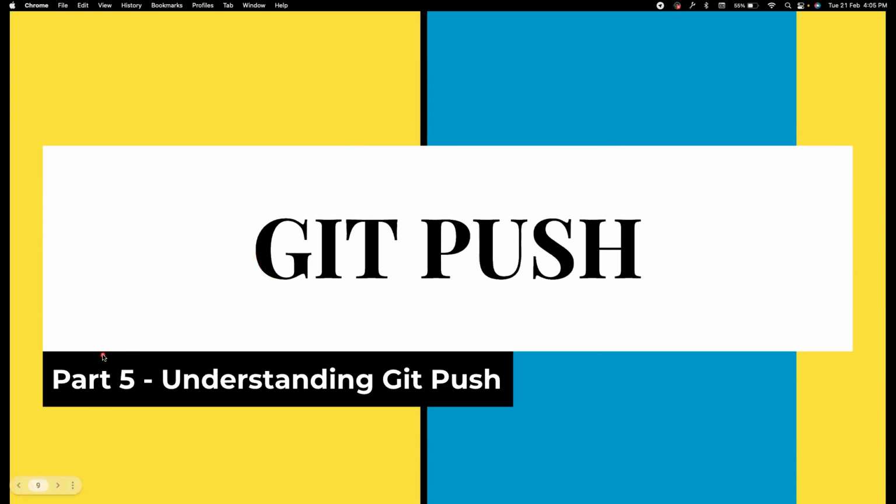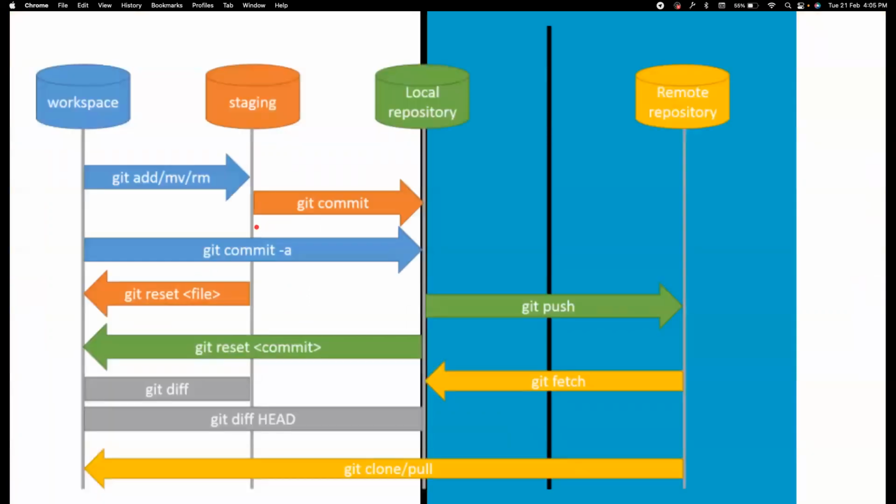So far, what we have done is we have created some code, we have committed that code to the local repository, and we understood what staging is and why we need a staging area. But now we cannot keep this inside our machine itself.